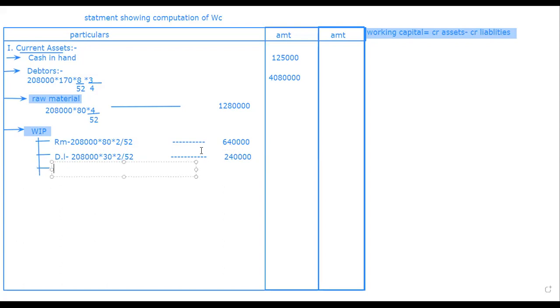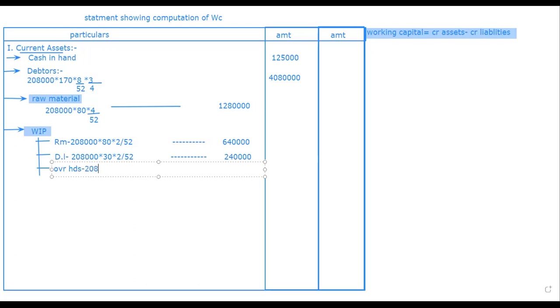And then again, what did we have? Overheads. So overheads also will be part of the process of production. So that's why overheads, let me write here.